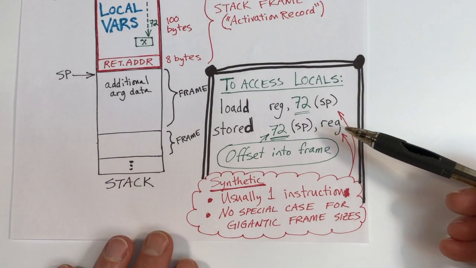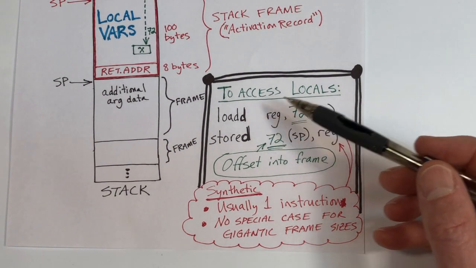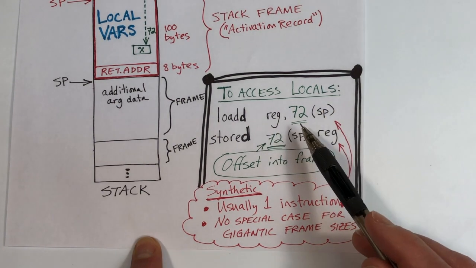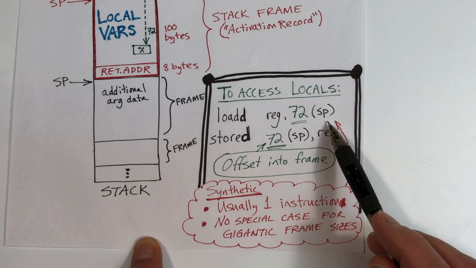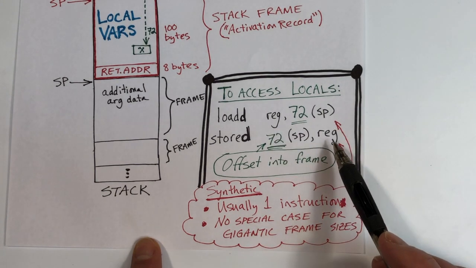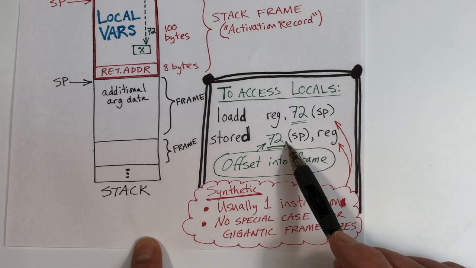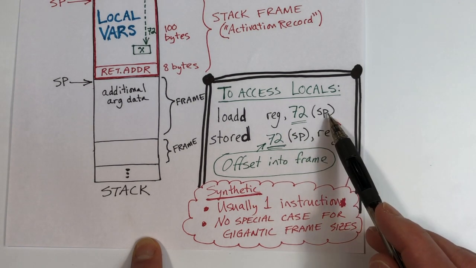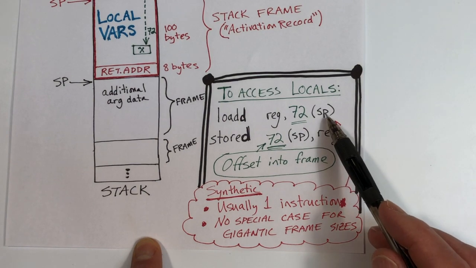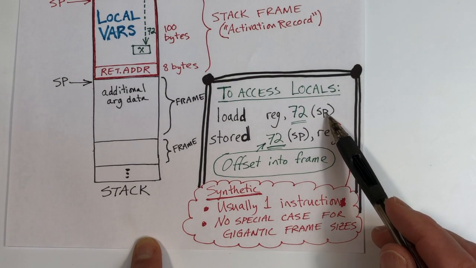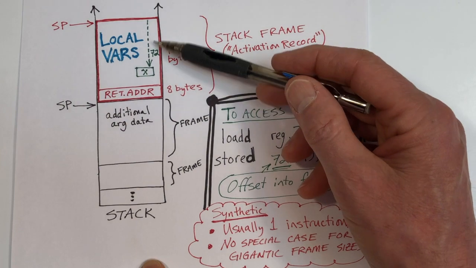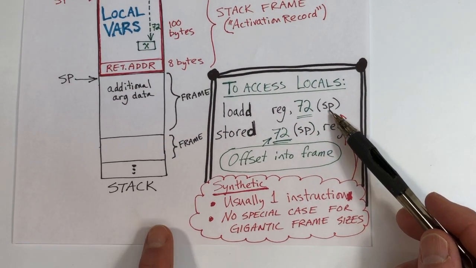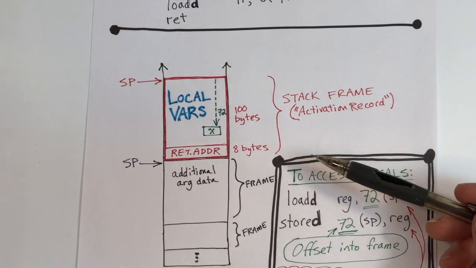And to access those local variables, it's pretty straightforward. The load instruction and the store instruction can move data from memory into a register or from a register into memory. And they require an offset and a register. So we use the stack pointer, and if we want to access variable x at offset 72, we would use 72 as our offset from the stack pointer. It's a positive offset.